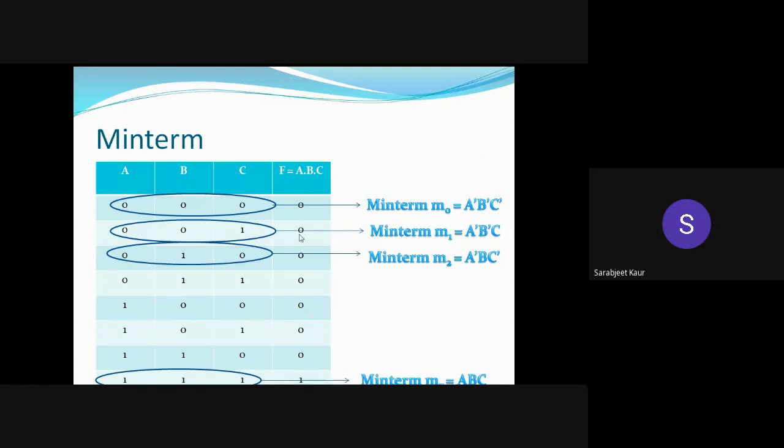And the second min term would be, can you please speak it for me now? A dash, B, C dash. The third one would be A dash, B, C. And so on and so forth. The last one would be A, B, C.